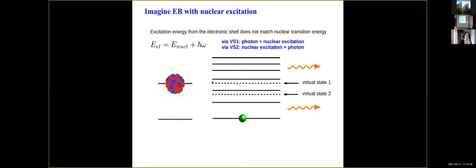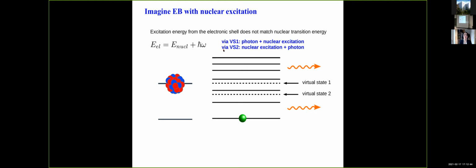It could also be first a photon and then the nuclear excitation, right? So in principle, this virtual state can have two positions. One of them is that the electron goes down to a virtual state, the nucleus is excited, and then a photon is emitted, or a photon is emitted first, but the electron comes to a virtual state which matches the nuclear transition. Okay, so this is, in a nutshell, the idea of electronic bridge.